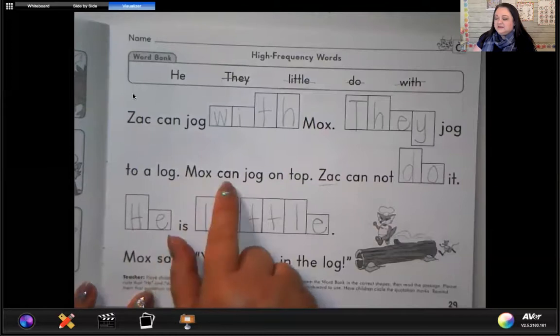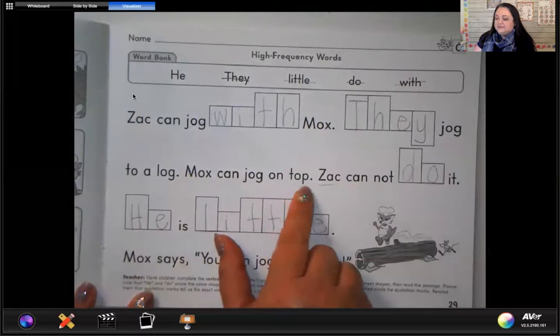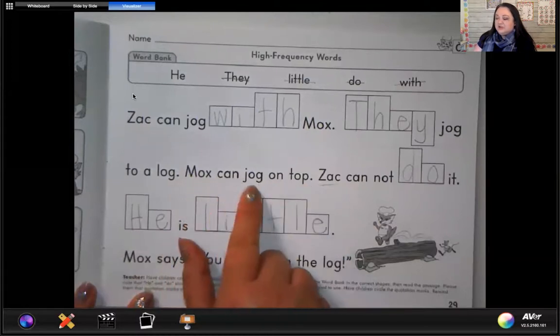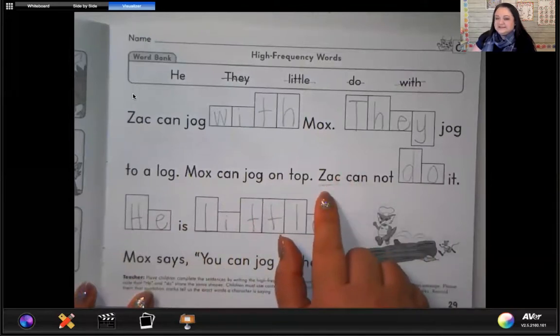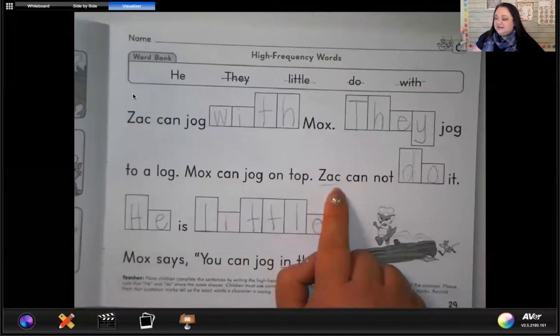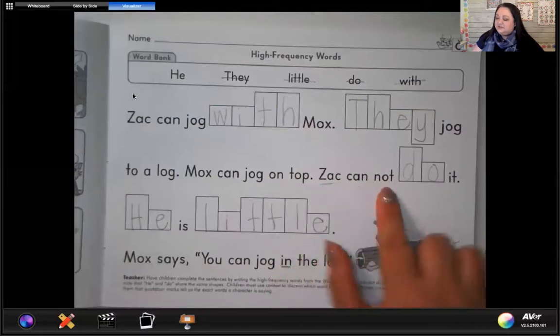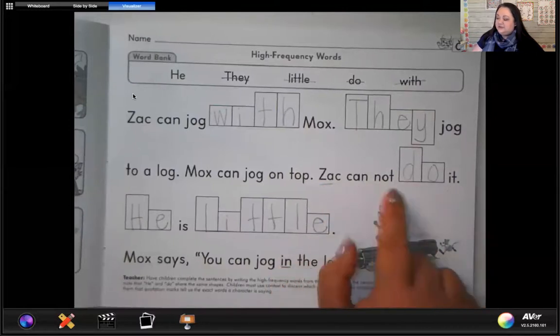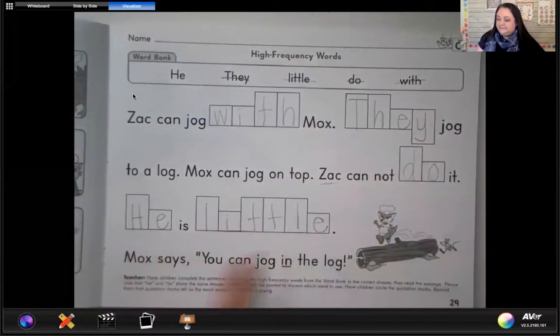Mox can jog on top. Mox can jog on top. Okay. Next sentence, let's give it a try. Sound it out, get your finger ready. Zach, Zach, can not. Zach cannot do it. Zach cannot do it. Let's try the next one. He is little. He is little.